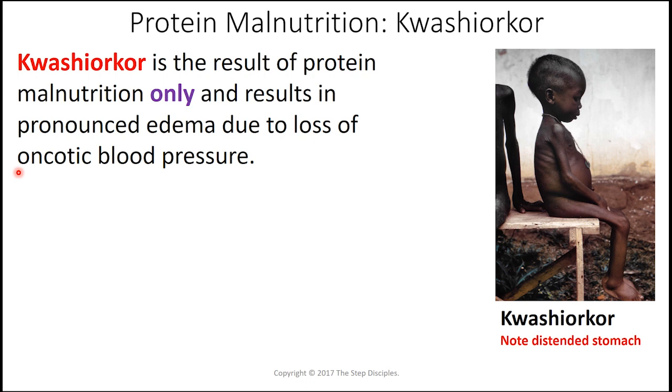And so it turns out at the capillary beds, you're going to have way more filtration occurring than normal, and you're going to overload the lymphatic system. The lymphatic system is not going to be able to take up all that excess filtrate, and you're going to end up with edema.